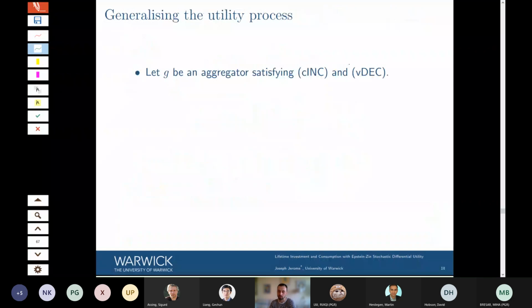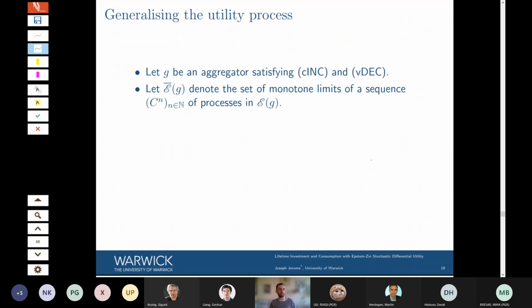So we're going to introduce a generalization of the utility process. If G is an aggregator that is increasing in C and decreasing in V, then we're going to define script E. Hey, Gerchen, can you go back one slide?